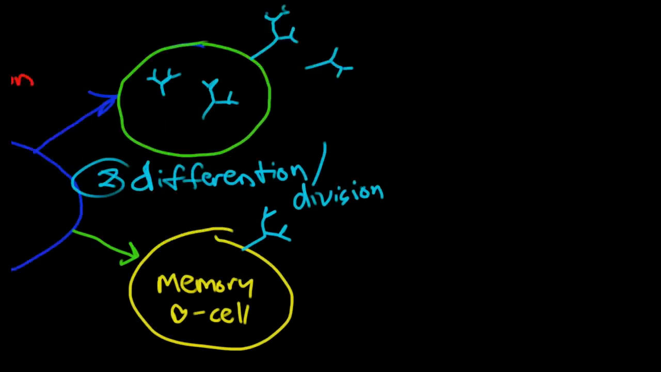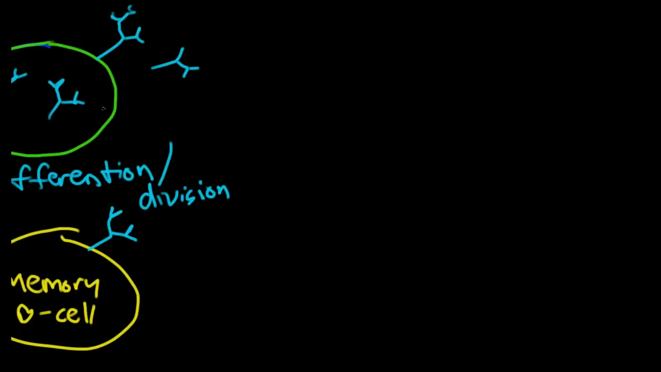So what happens next? Well, if we have a bacterial infection, the bacteria that are floating around the bloodstream are going to be attacked by the immunoglobulins.